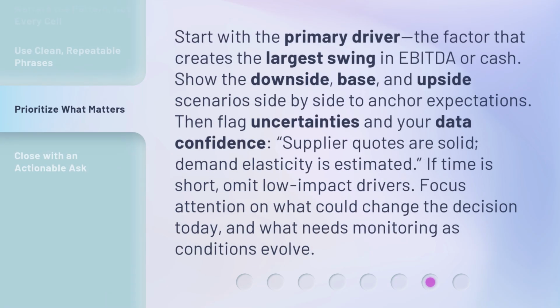Start with the primary driver, the factor that creates the largest swing in EBITDA or cash. Show the downside, base, and upside scenarios side by side to anchor expectations. Then flag uncertainties and your data confidence. Supplier quotes are solid. Demand elasticity is estimated.